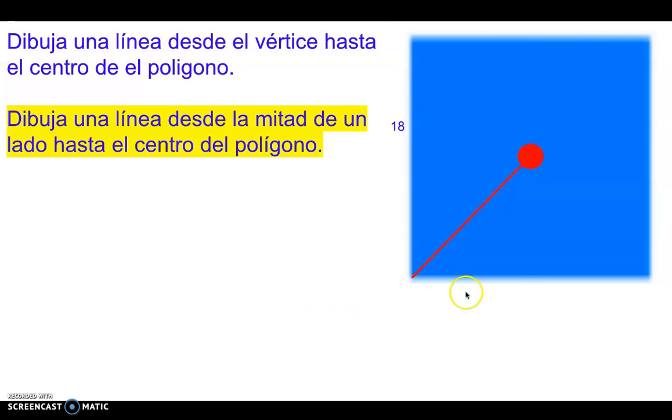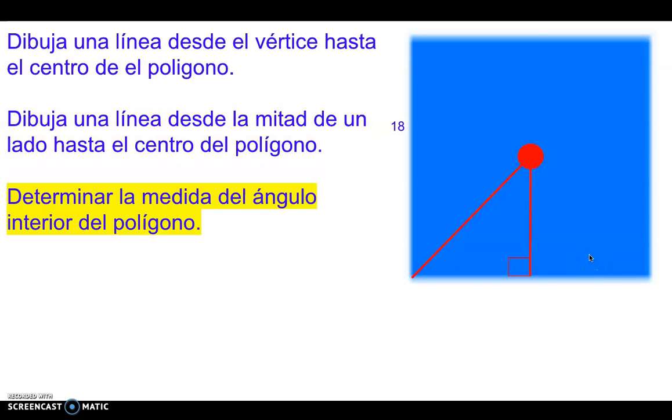Okay, next you're going to draw a line from the center to the middle of a side. So we can see we've drawn that next. And then that makes a right angle. So you can go ahead and make the little right angle symbol right here.